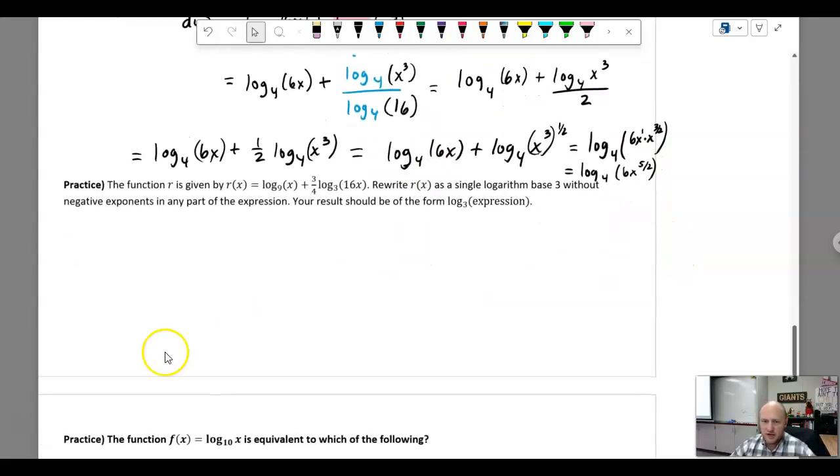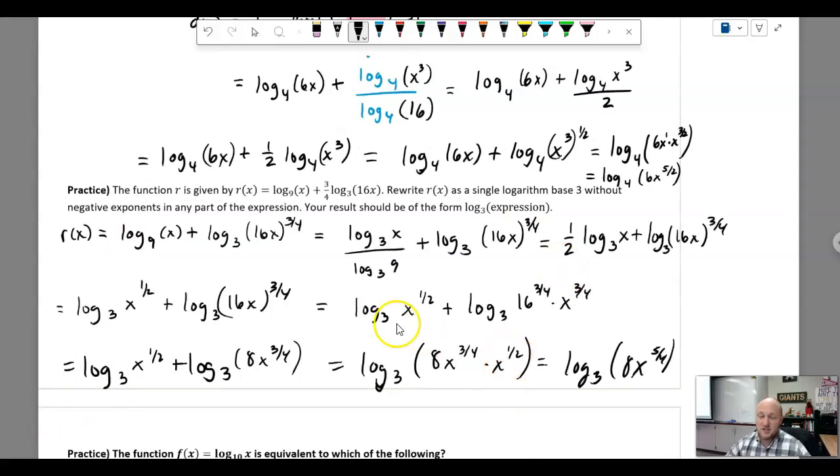Okay, here you go. Please pause me. Try this last practice problem for this video. Woo! This one had a lot. My hand got sore writing this.